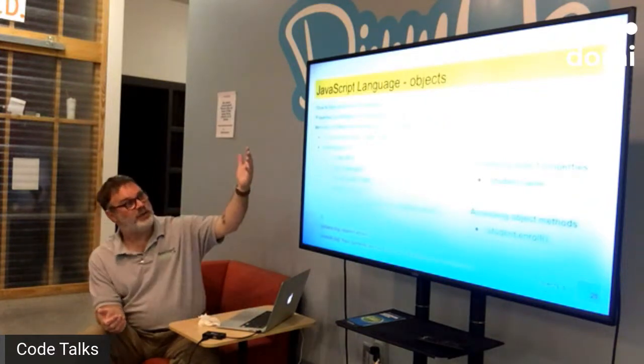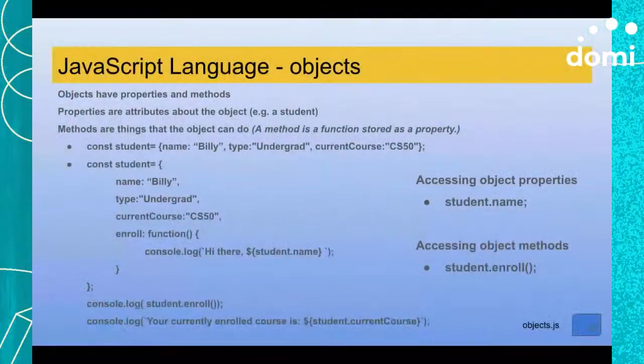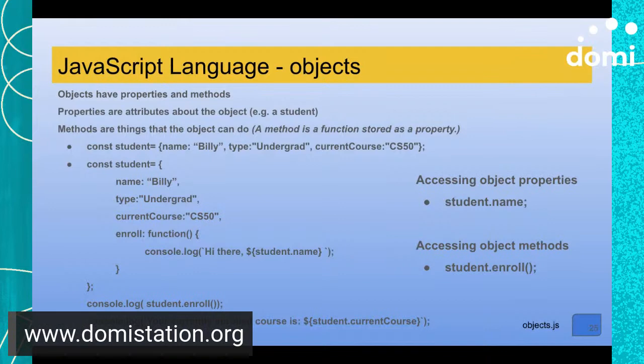Speaking of objects, here's the thing. Objects have properties, things about them, and they have methods, things that you can do with them. Those properties are just the attributes. So we may have a student. Here's our student, and one of those attributes might be what his name is, and another attribute might be what type of student he is. Is he an undergrad? That's what I am at the moment. And what course is he currently taking? This is CS50.